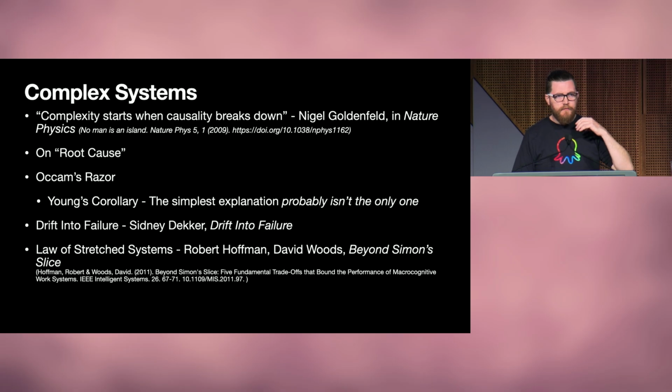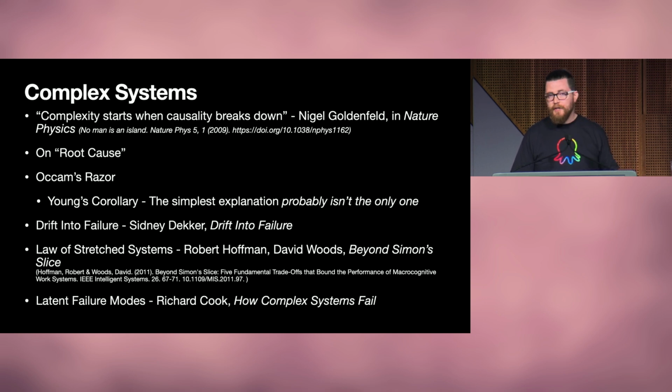The second is this idea of the law of stretched systems by Hoffman and Woods in their paper, with a very long name there, but we call it Beyond Simon's Slice. This is the idea that in complex systems, any improvements to the capacity of them get rapidly eaten up by other stakeholders in your system. You might have heard this expressed as work expands to fill the space provided or things like that. It's a studyable effect though, and not just in software, it's in everything. The third is the idea of latent failure modes from Richard Cook's How Complex Systems Fail. And this is that in any complex system, there are things that are just about to go wrong, but you don't know which one of those is going to be the one that gets you.